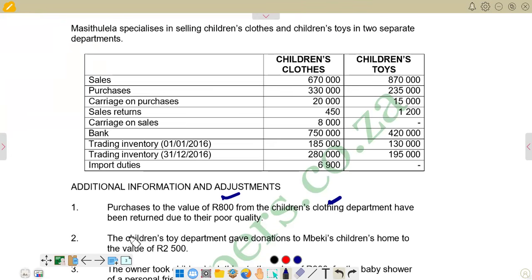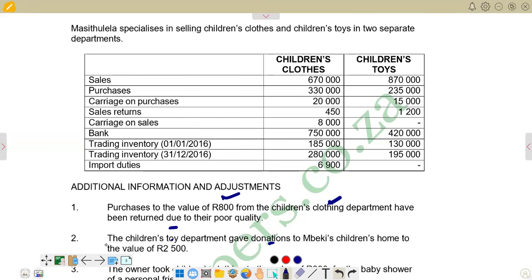And then we are told that the children's toy department gave donations to Beki's children's home to the value of 2,500. So these donations, it means it's a movement in terms of toys. The toys are moving out of the business. So when we purchased, we debited purchase account. So when they are now moving through donations, it means we are supposed to credit the purchase account.